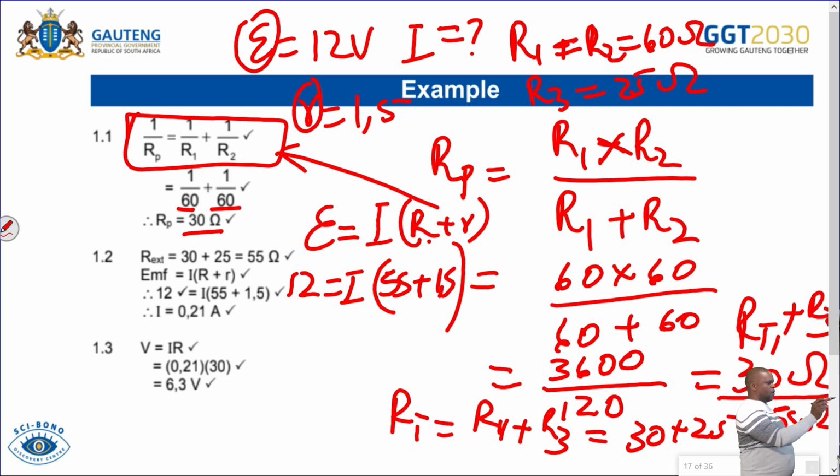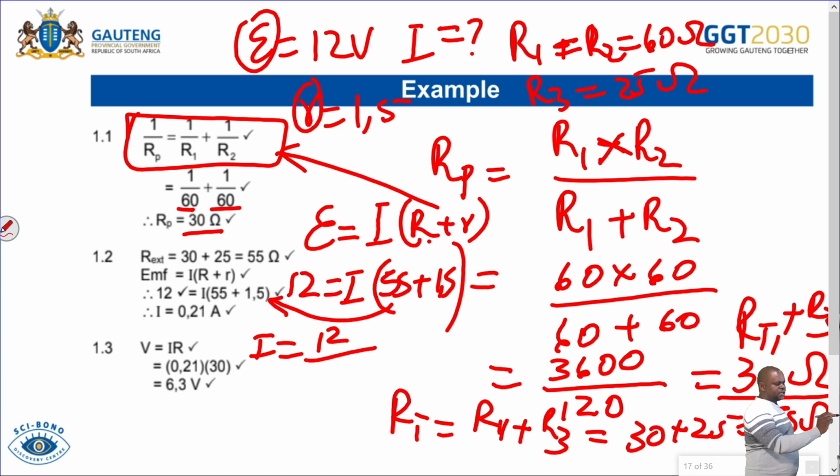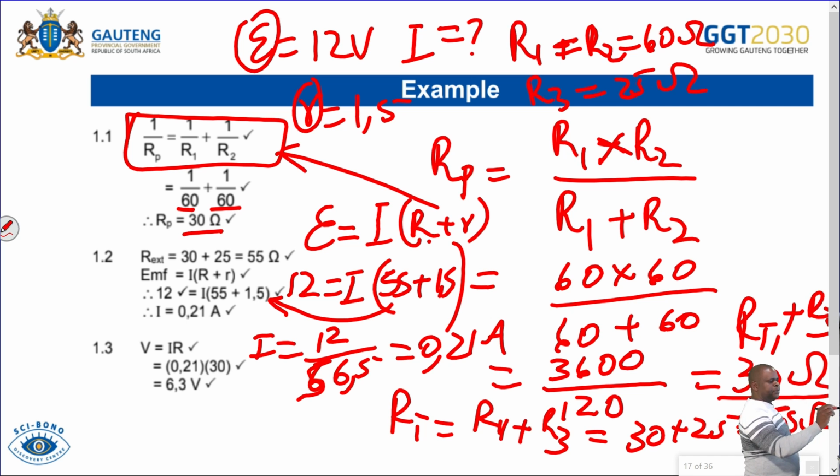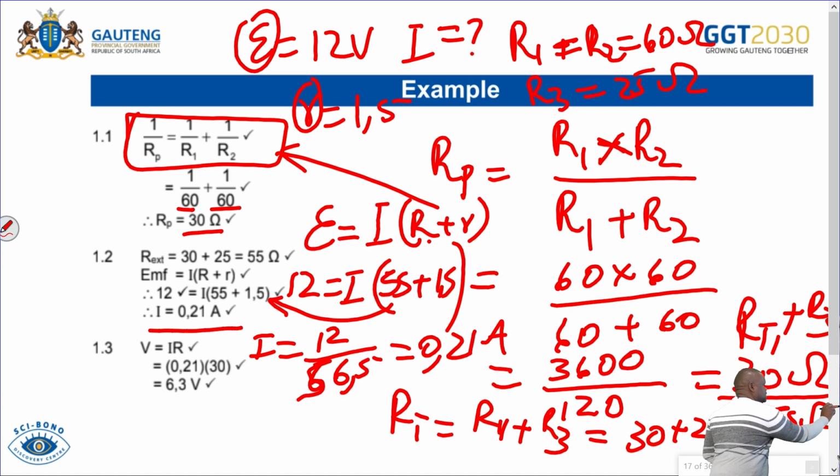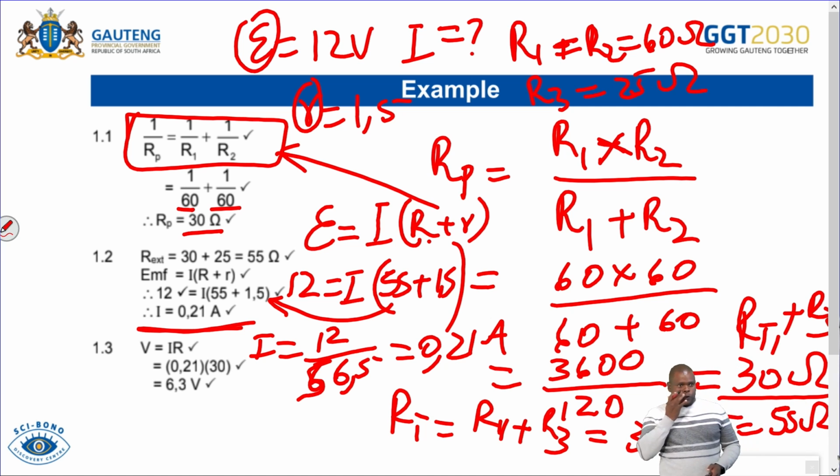Now, you can see this is exactly as it was there. And then if you're going to manipulate this, I is equals to 12 divided by 56.5, which gives you 0.21 ampere. Are we together, grade 11s? Yes, this is how we are getting this answer here. I was just trying to explain it.